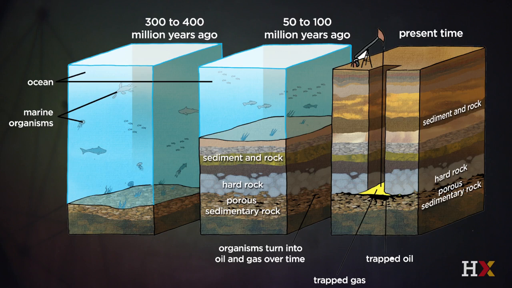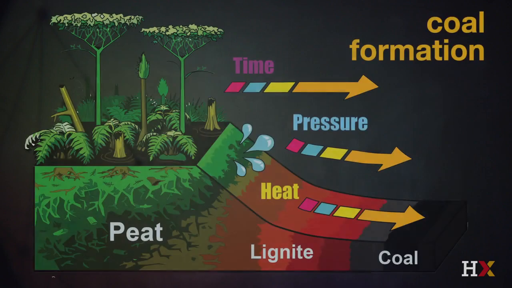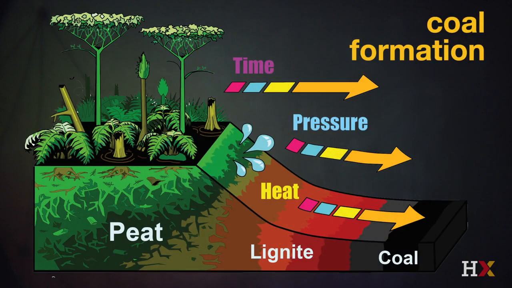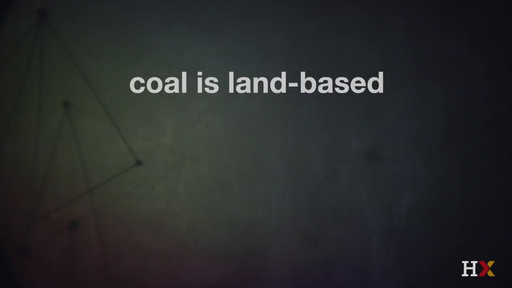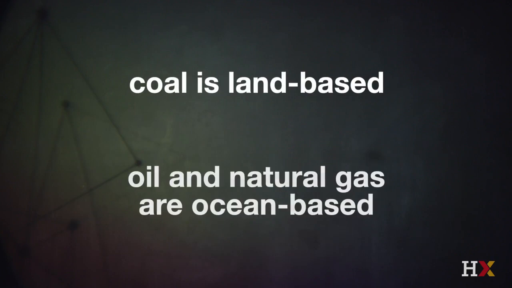That's in sharp contrast to coal. Coal was actually formed on land by the conversion of organic material from trees, bushes, and so on that moved underground, and with increasing pressure and temperature, it evolved into the black coal, the high-density hard coal that we know of today. So coal is land-based, while oil and natural gas are ocean-based in their formation.